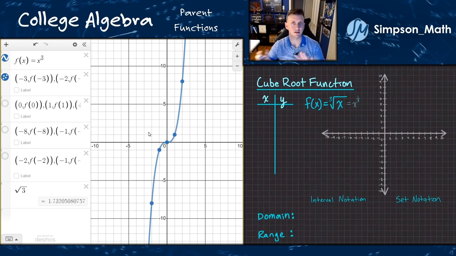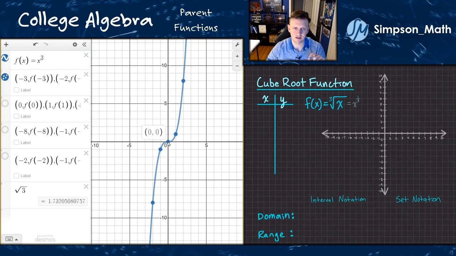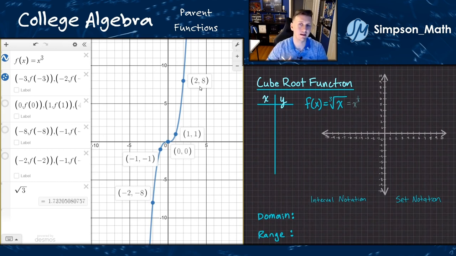You know how squares and square roots are related? Well, cubes and cube roots are also going to be related as well. So look at the y values that I can get. Let's get these y values in here. There we go. So look at my y values: negative 8, negative 1, 0, 1, and 8. I'm going to sort of give it away. That's going to be our x values.